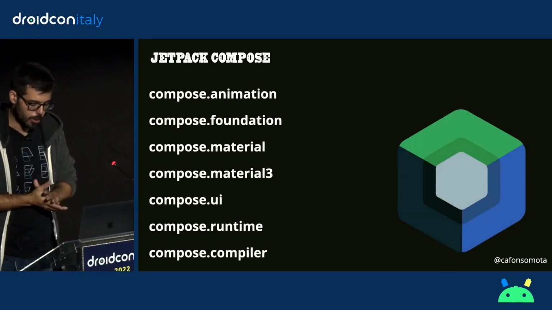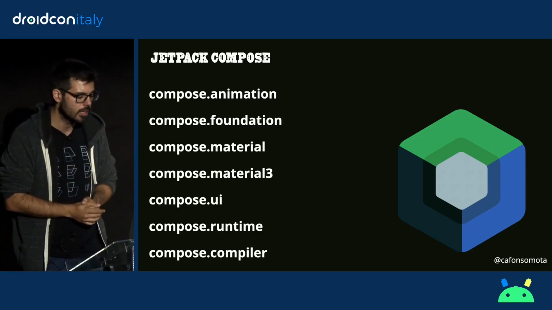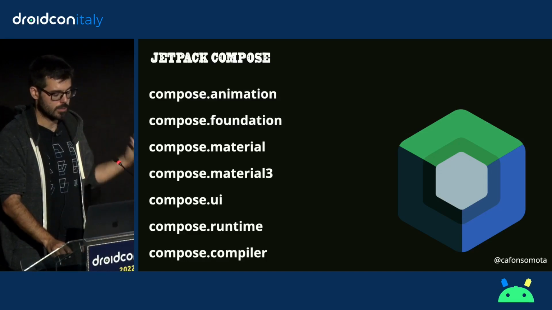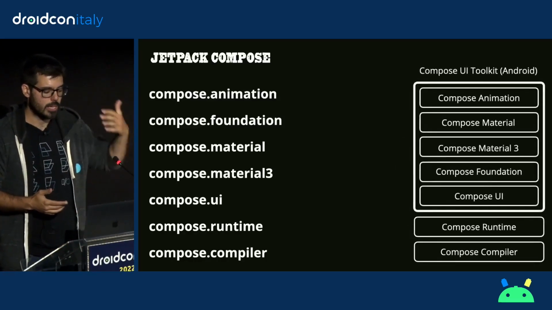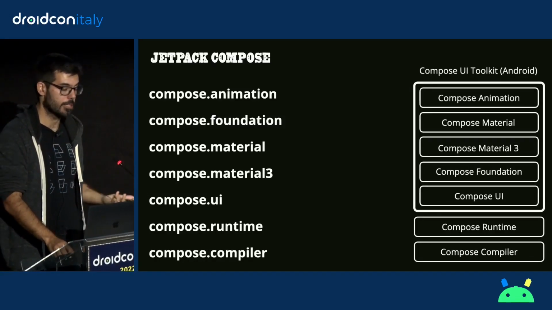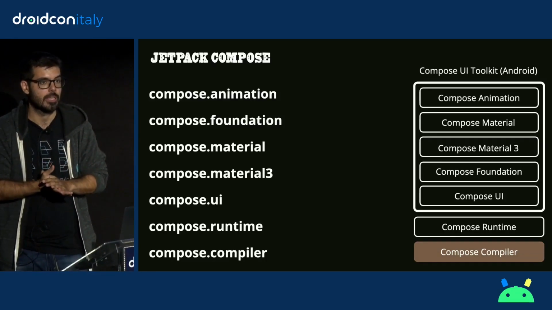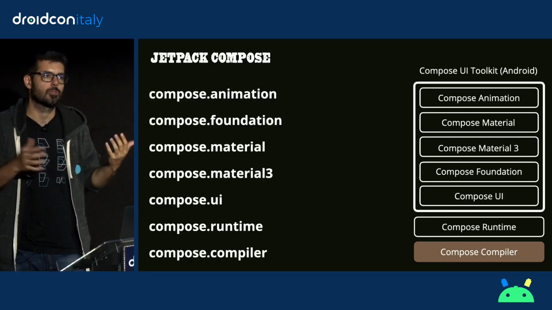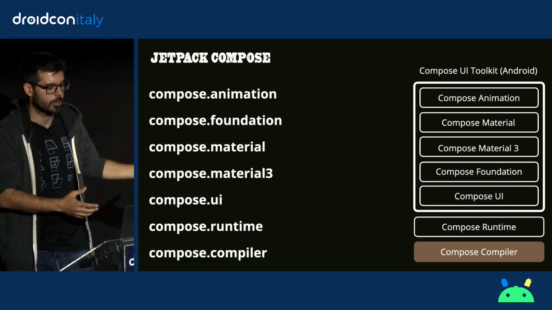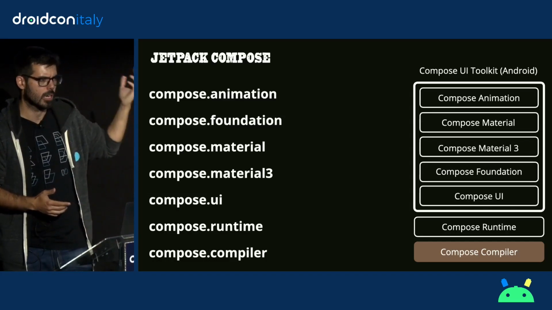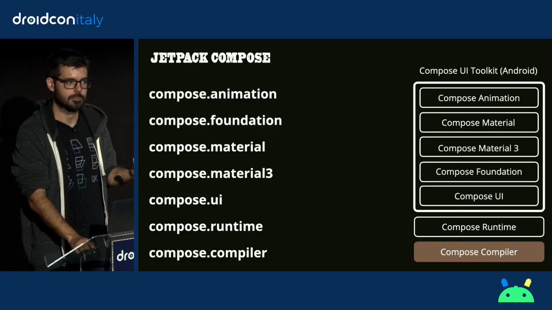After talking about Compose, it's important to mention that there's more to Jetpack Compose than initially meets the eye. Jetpack Compose has all of these libraries: the compiler, runtime, UI, Material 3, Material, Foundation, and Animation. You can group Animation, Foundation, Material 3, and UI into what we can call the Android UI Toolkit. This set of libraries is the UI Toolkit of Android, and Material 3 was launched a couple of months ago. And then we have the Compose compiler and the runtime.